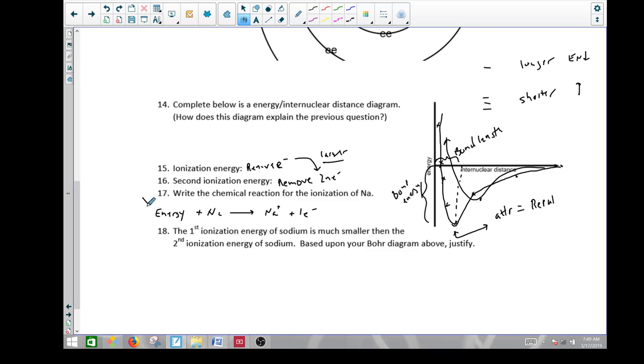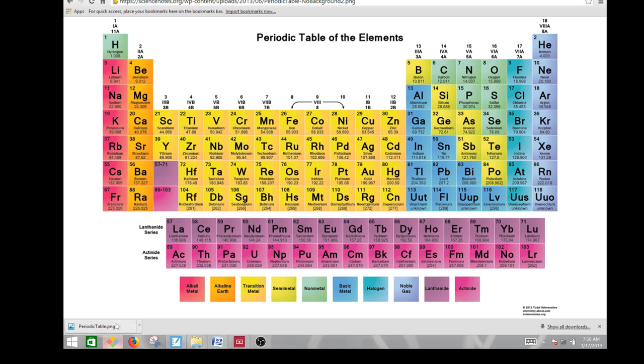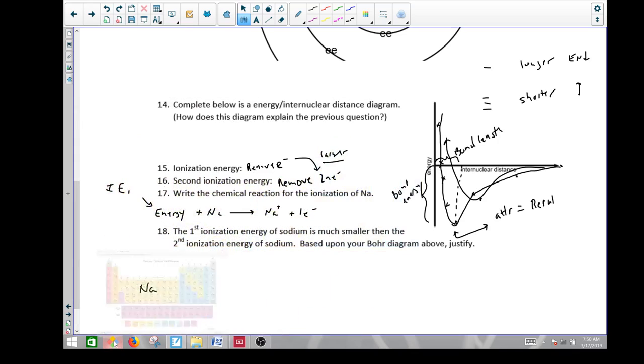Sometimes they would call this energy E, ionization energy 1. The first ionization energy of sodium is much smaller than the second ionization energy, based on the board diagram above. Why? So sodium has how many energy levels? Well, sodium's got 3. So it's got 1, 2, 3 energy levels. We pulled the first electron off, and that required this much energy.